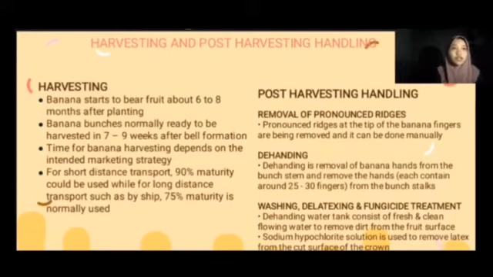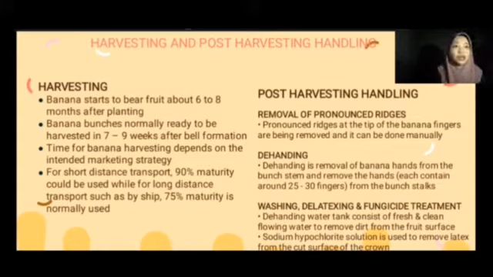Harvesting and post-harvesting handling. Harvesting. Banana starts to bear fruit about 6 to 8 months after planting. Banana bunch is normally ready to be harvested 7 to 9 weeks after bell formation. Time for banana harvesting depends on the intended marketing strategy. For short distance transport, 90% maturity could be used, while for long distance transport such as by ship, 75% maturity is normally used.